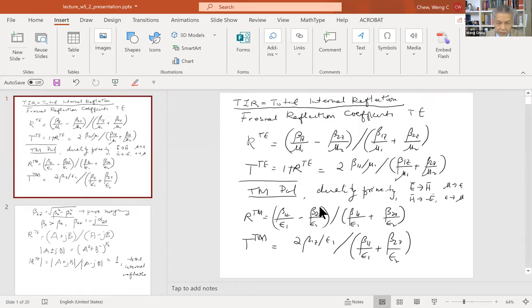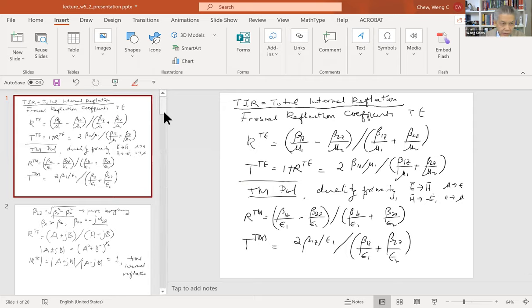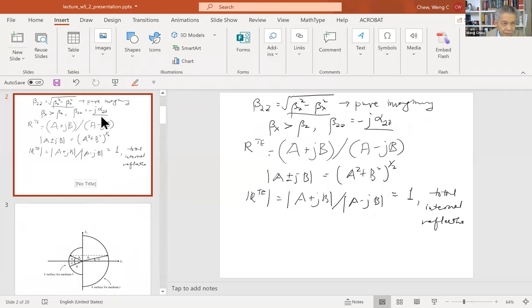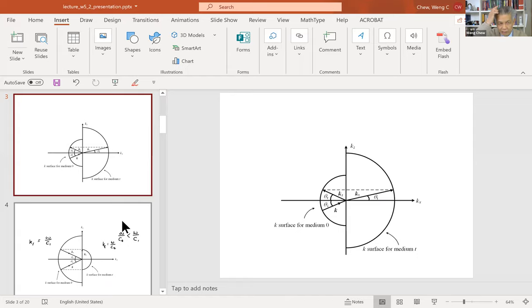And that also can happen for both TE and TM polarization, because when you look at the TM polarization, when beta 2z becomes pure imaginary, it also is of the form of a minus jb divided by a plus jb, and RTM would also have the magnitude of 1. So the question to ask is, when would this b, on the second part of the numerator, become pure imaginary? So in order to see this more clearly, we can use a phase matching diagram.